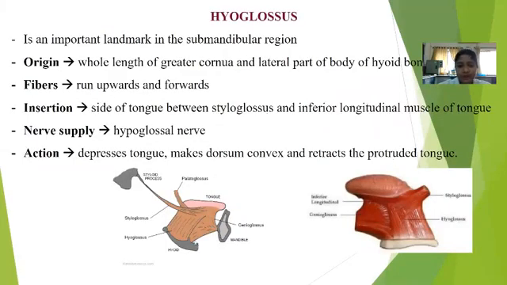Coming to hyoglossus. It is an important landmark in the submandibular region. The origin is from the whole length of the greater cornu and lateral part of the body of the hyoid bone. Fibers run upwards and forwards. Insertion: side of tongue between styloglossus and inferior longitudinal muscle of tongue. Nerve supply: it is supplied by the hypoglossal nerve. What is the action? It depresses the tongue, makes the dorsum convex and retracts the protruded tongue.